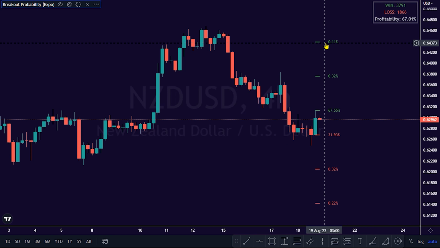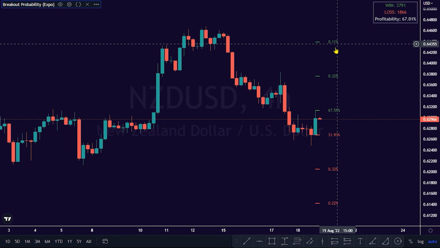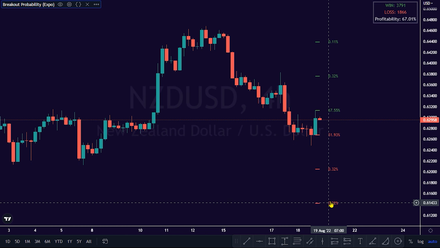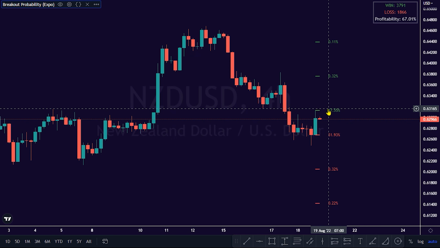In addition, the indicator displays an additional 4 levels above and under the candle with the probability of hitting these levels. The indicator helps traders to understand the likelihood of the next candle's direction, which can be used to set your trading bias.